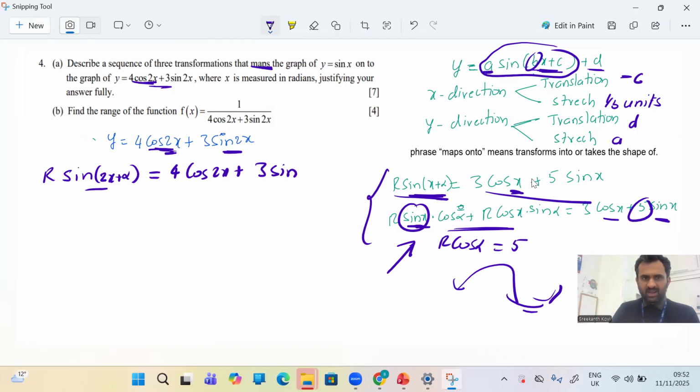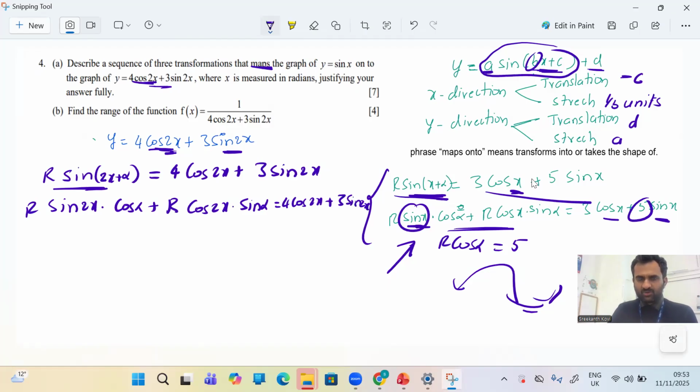And then you would expand the formula here. When you expand the formula, it will be R sin A plus B formula. Sin A is 2x and cos B. R is outside the brackets, so when you expand, R will multiply each of the terms. R sine 2x cos alpha plus R cos 2x sine alpha is equal to 4 cos 2x plus 3 sine 2x.